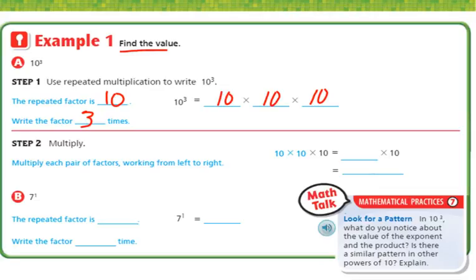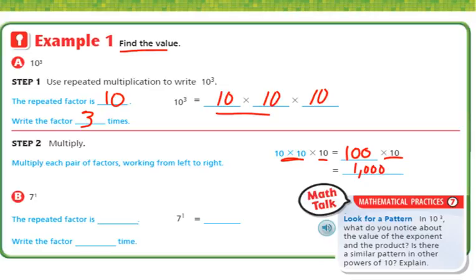If you look down here at step 2, it says to multiply each pair of factors working from left to right. You can actually multiply in any order you want, but since we have the same digits, we're going to work left to right. So we're going to take care of these two first: 10 times 10, which is 100. And then we multiply it by that 10 here, and that's going to give us an answer of 1,000.